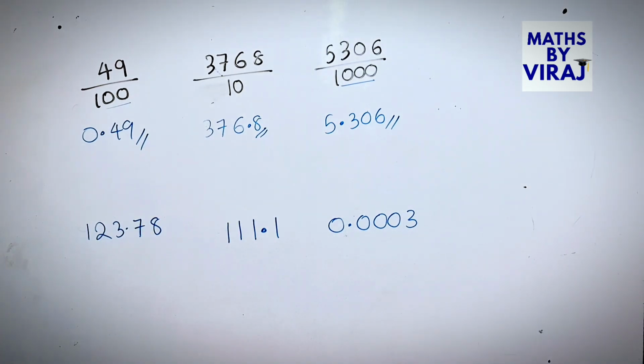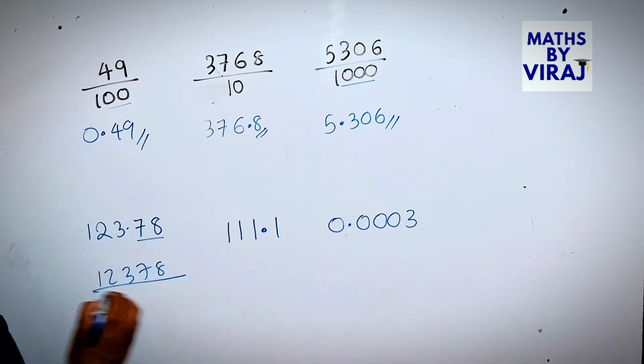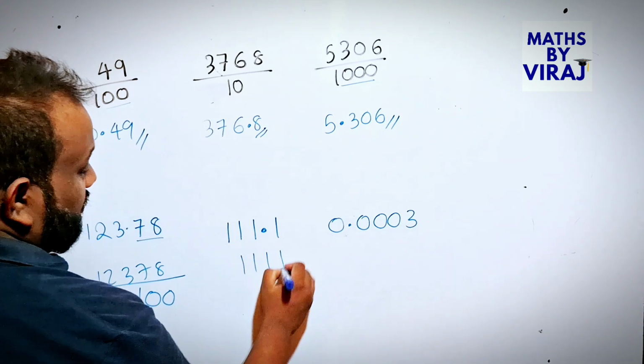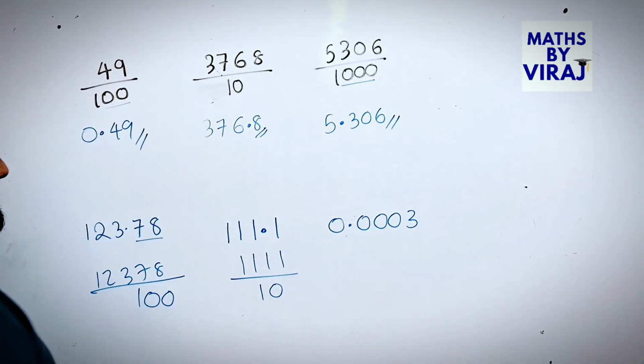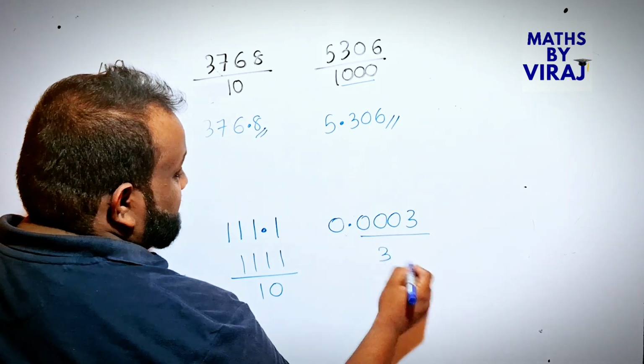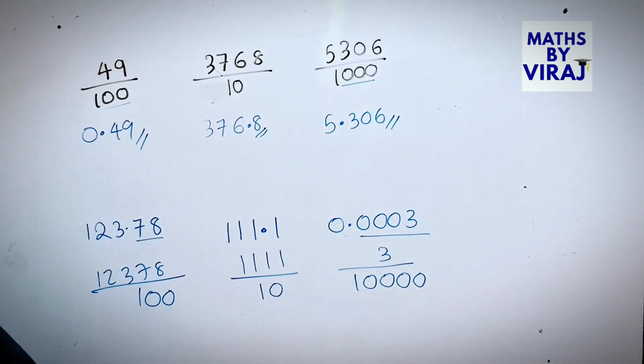5.306. Now look at this, children. There are 2 decimal places. So we are writing the whole number over 100. There is only 1 decimal place. Therefore, the whole number to be written as such. 0.0003, 4 decimal places. Therefore, 3 over 10,000.